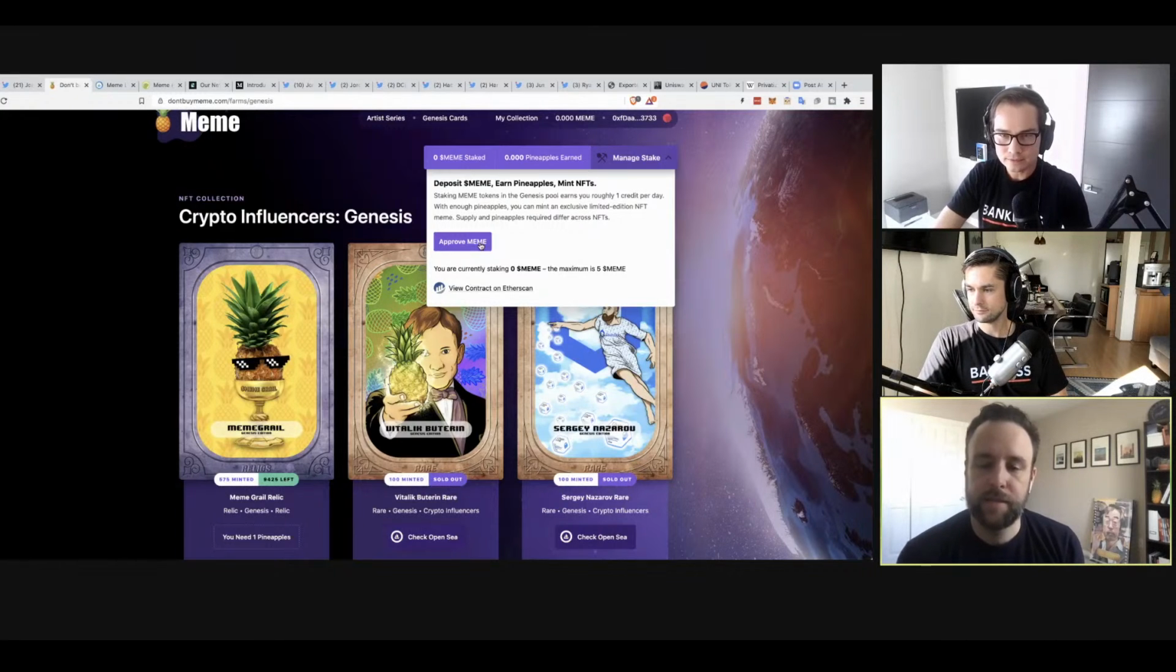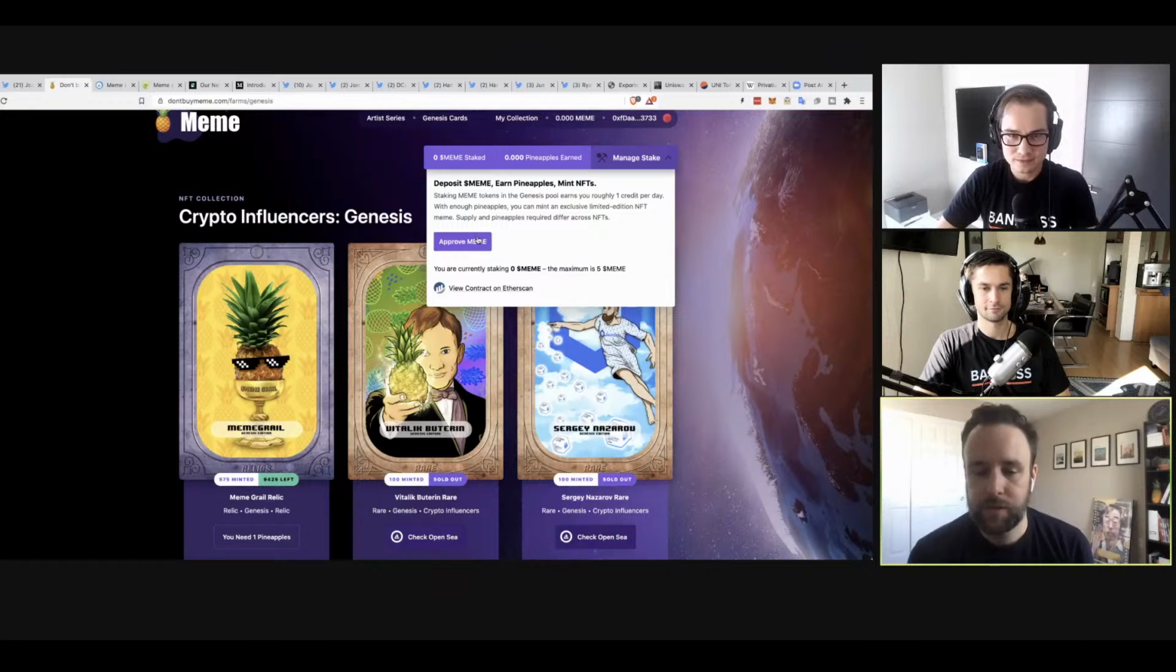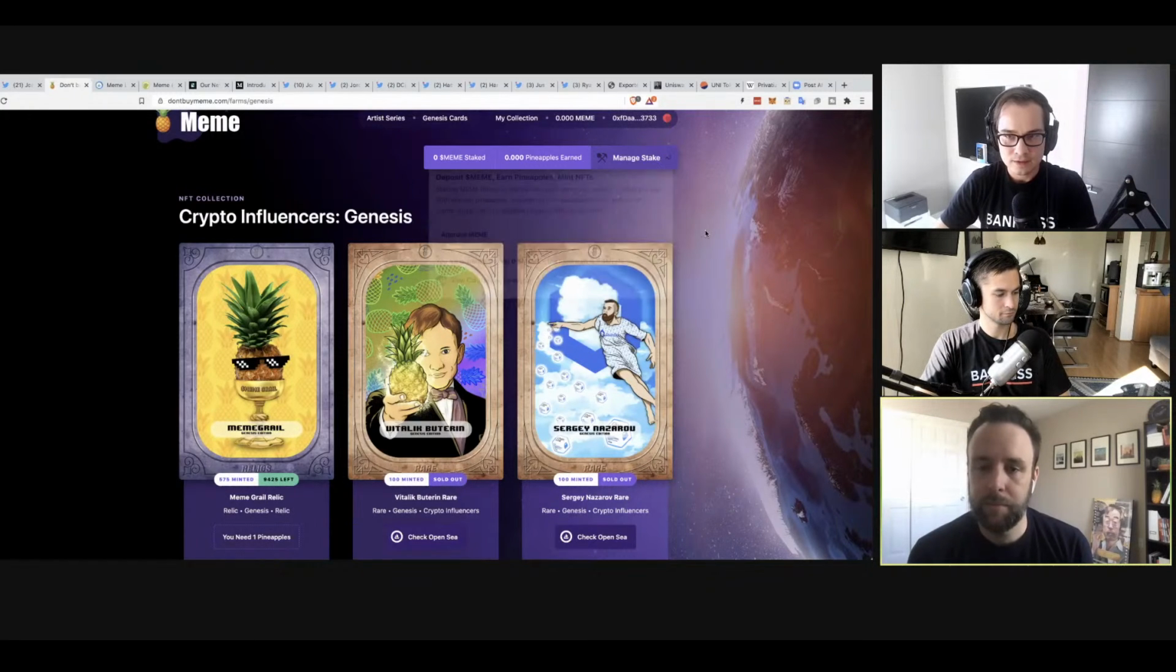We did not anticipate a token price of 1,500 or whatever it is. At the time we built this, the token price was $15, so the barrier to entry was pretty low. The reason we kept a maximum of 5 meme on there is to prevent the whales from coming in and minting everything. Wanted to give some love to the little guy. Essentially you lock up your meme, you're earning pineapples, and over time you come back and exchange those pineapples for NFTs. It's only minted when you click mint. These things don't exist until you redeem them and mint them for the first time.